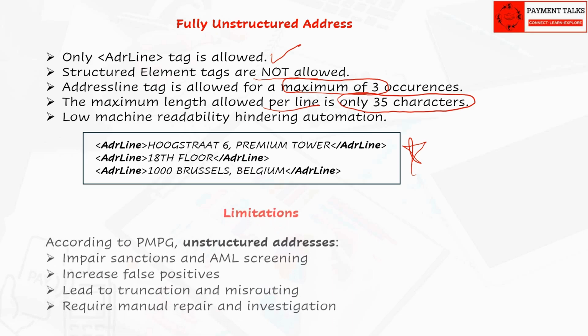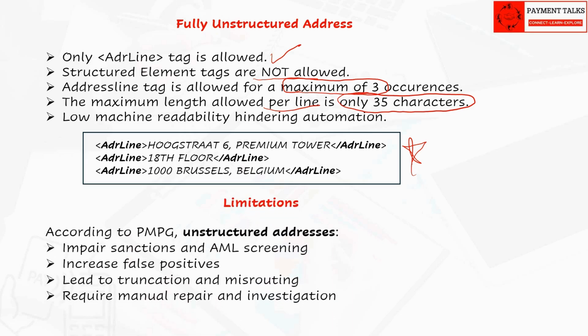According to PMPG, unstructured address has many limitations. It impairs sanctions and AML screening. It increases false positives. It also leads to truncation and misrouting.